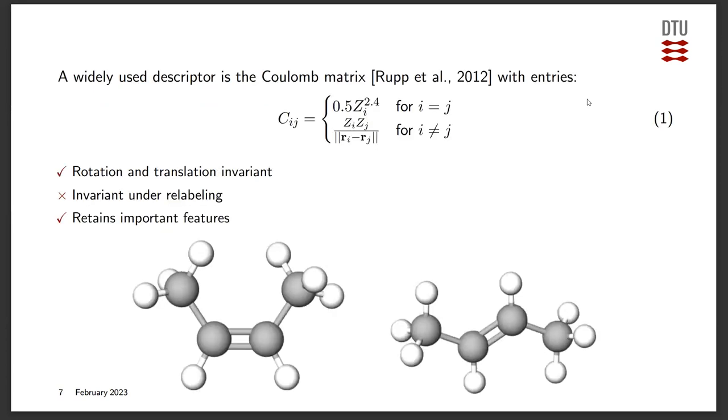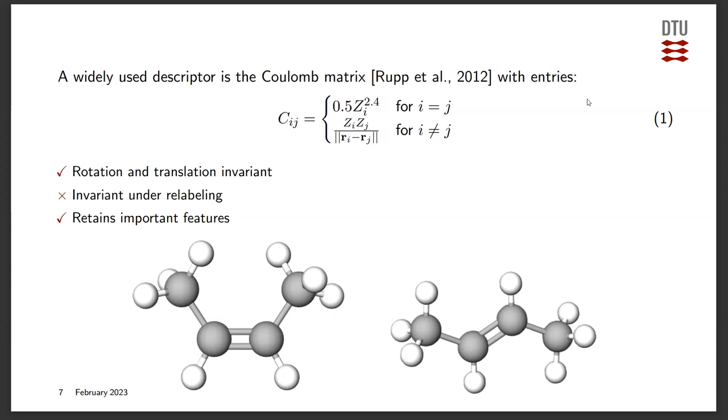Okay, so 10 years ago, this was state of the art in representing molecules. We used something called the Coulomb matrix. In the off-diagonal terms, we had the Coulomb interaction, the force between the atoms, and then at the diagonal, you just have the atomic numbers with these factors on. And it's rotation and translation invariant because we use just the relative distance between the atoms and not the absolute positions.